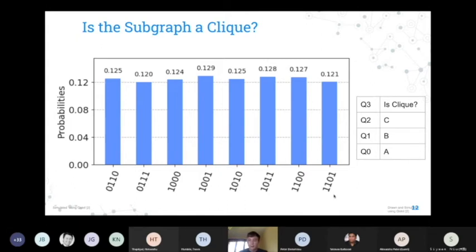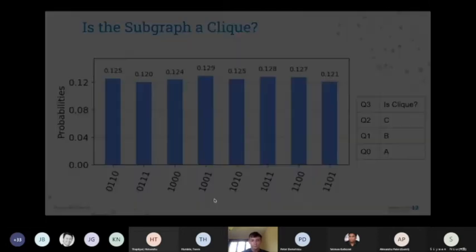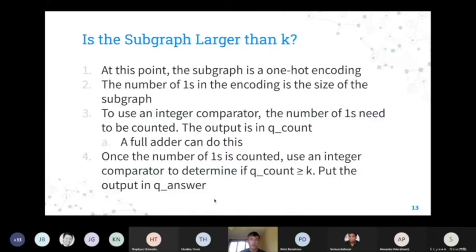And we have, for our qubits shown here, whether or not it's a clique, and then C, B, A. As we can see, subgraphs BC and ABC are not cliques, but all of the other subgraphs are correctly cliques. So at this point, the subgraph is a one-hot encoding.